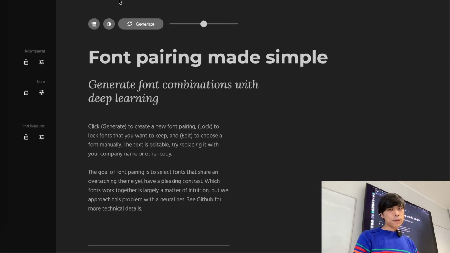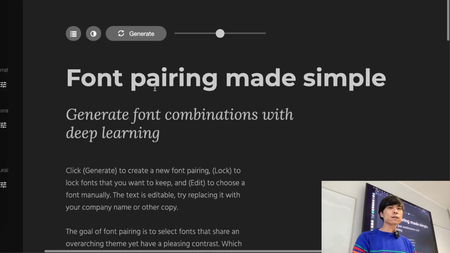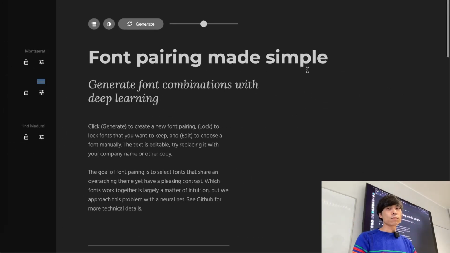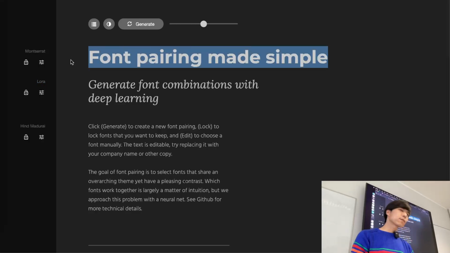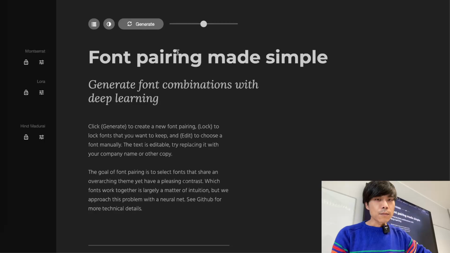This website, fontjoy.com, already has a suggested pairing. So for example, having this as a header, this kind of bold sans serif, and this for another header, and the text can be this. And actually, oh yeah, it has the name of the font here, Montserrat, and then Lora and something.